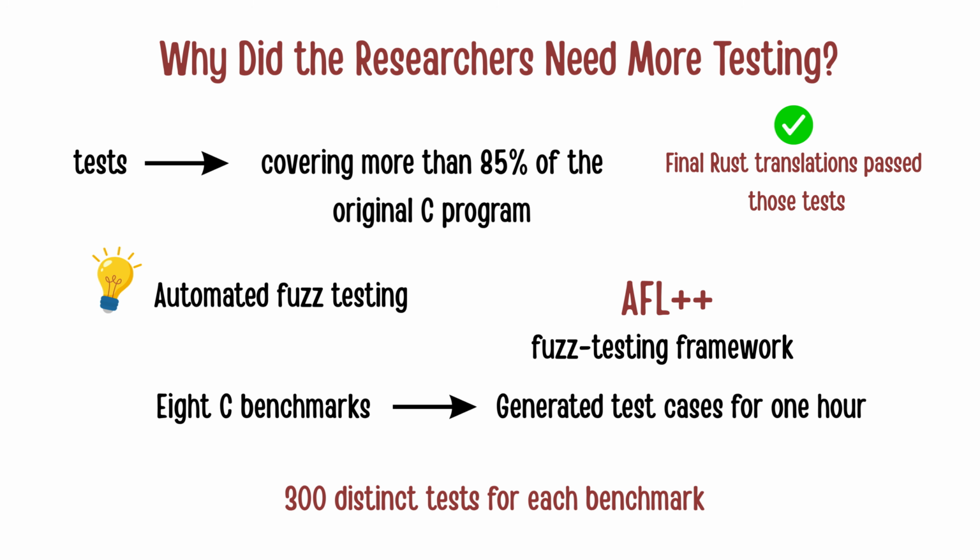They ran these tests against both the original C program and the corresponding Rust translations. They ignored minor differences that weren't semantically important, such as differences in the exact formatting of error messages. The focus was on meaningful behavioral differences.